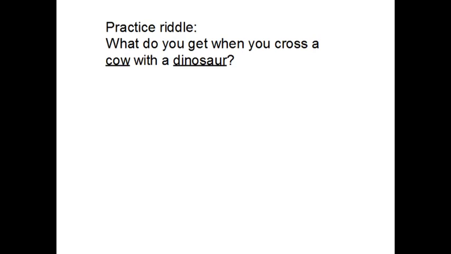And here's another riddle that we work with in class. What do you get when you cross a cow with a dinosaur? And this time, instead of doing this as a class, on your paper, form two lists, and you're going to do this on your own with no input from the class. Two lists, one for cow and one for dinosaur.